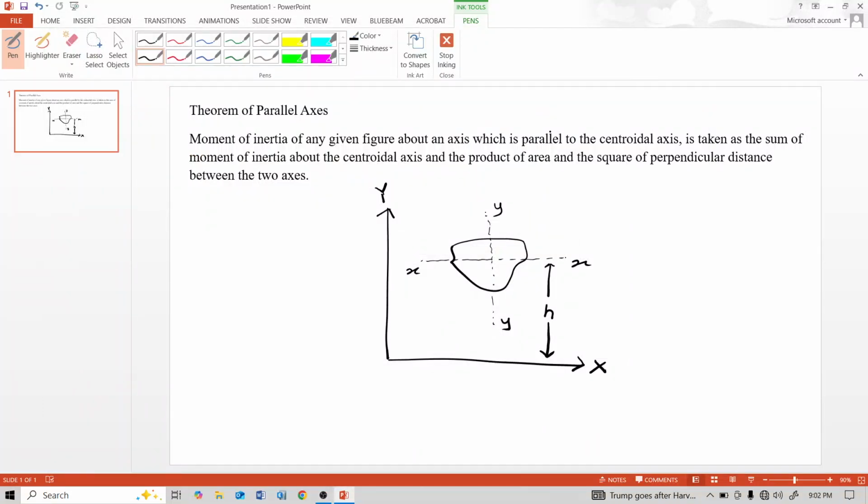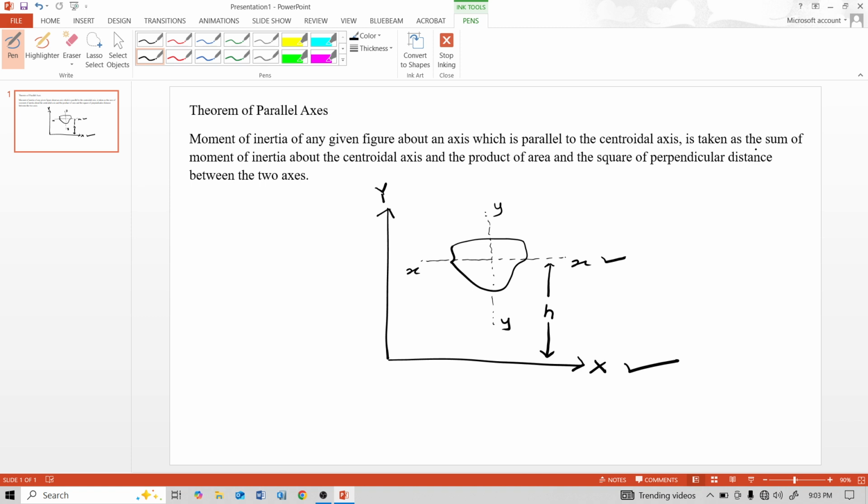Today, in this video, we will see the theorem of parallel axis. Moment of inertia of any given figure about an axis which is parallel to the centroidal axis. Moment of inertia about this axis, capital X-axis, which is parallel to the centroidal axis. This small x-axis is the centroidal axis.